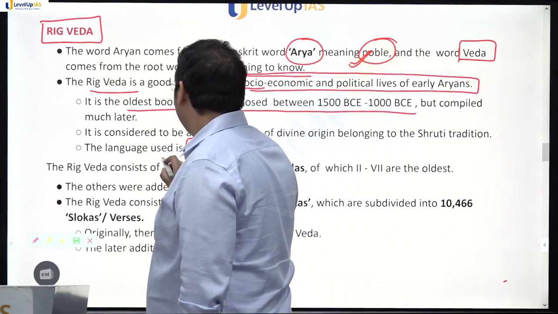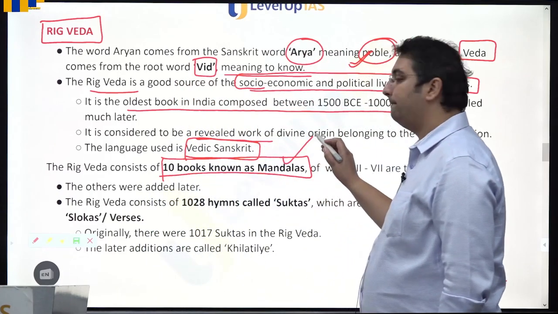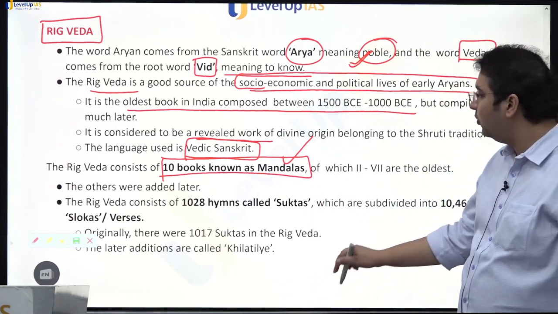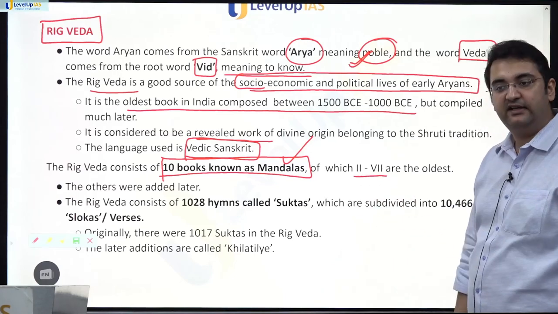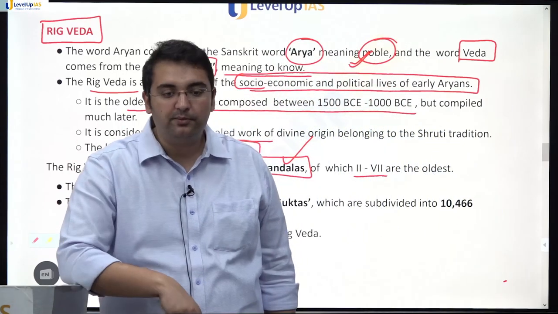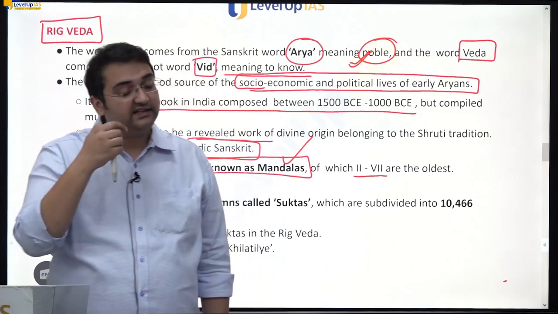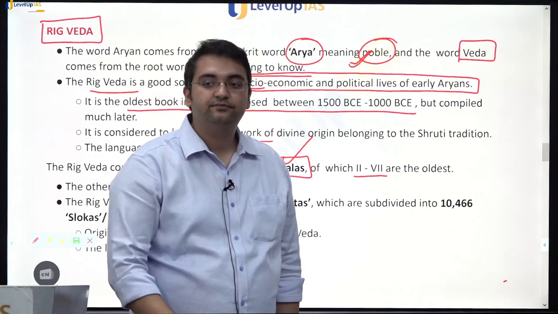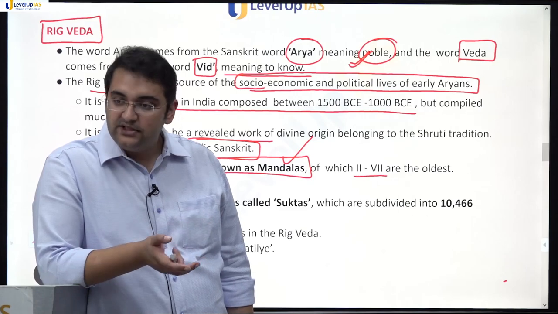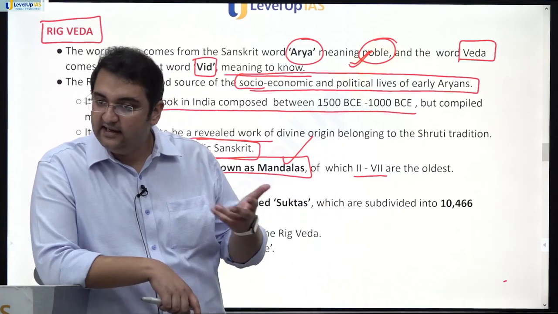Okay? Achha. The Rig Veda is divided into 10 books known as mandalas. Okay? Now, out of these 10 mandalas, only mandalas 2nd to 7th are considered to be part of the original work. The rest were probably added later on. Okay? And how do we know that they were probably added later on? Because of the changes in the language that are visible in mandalas 1st, 8th, 9th and 10th.